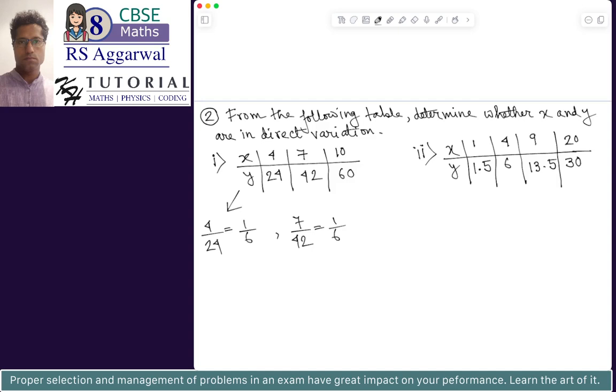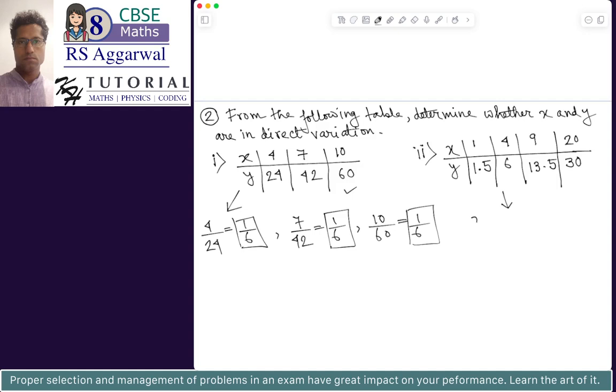Now, lastly, the ratio x by y for the third set of values is 10 by 60, which is also 1 by 6. So all the ratios are the same. Hence, we can say that the two quantities x and y in this table are in direct variation. Okay, let's see part 2.